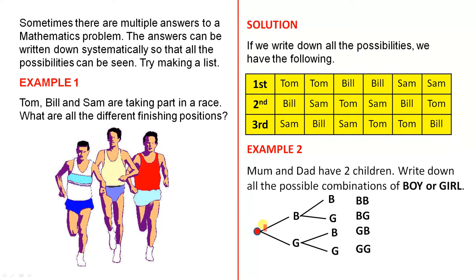We'll start from the dot and we climb up to the top and you get BB, boy, boy. Back to the beginning, climb again, boy, girl, BG. Go to the start, girl, boy, GB, and lastly, girl, girl, GG. So you can have 4 possibilities. Now BG and GB are not the same because they can be born in a different order. That's why they're not the same.